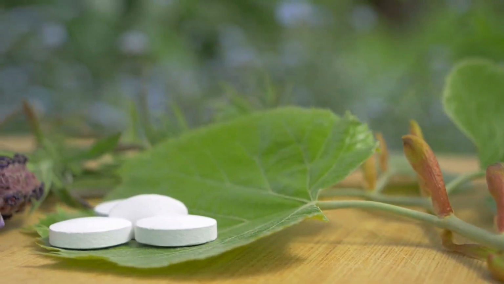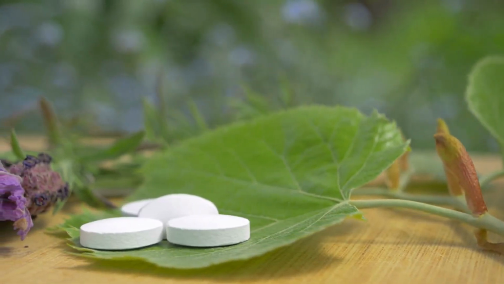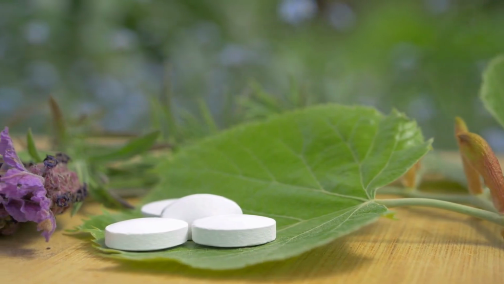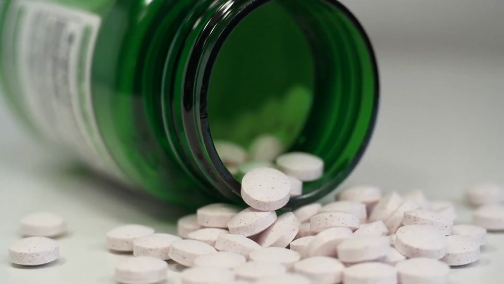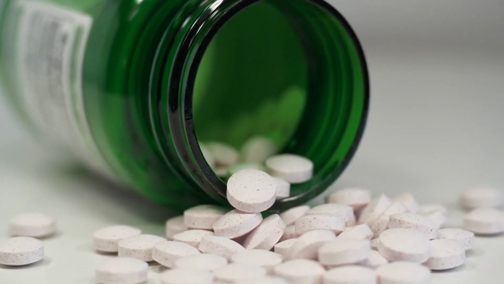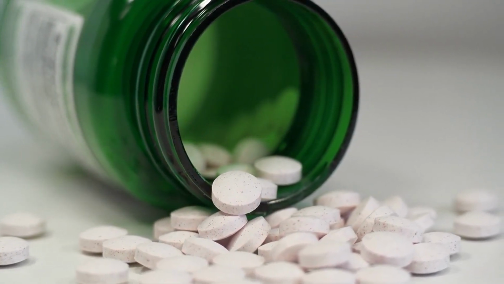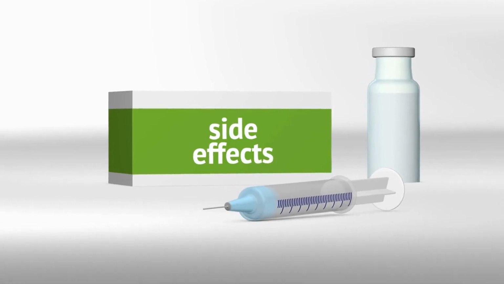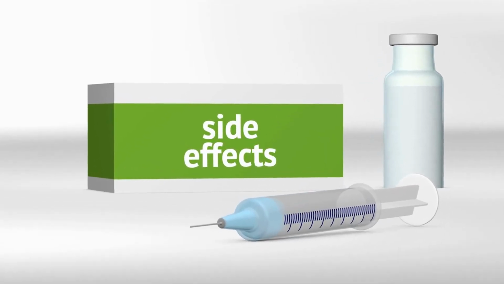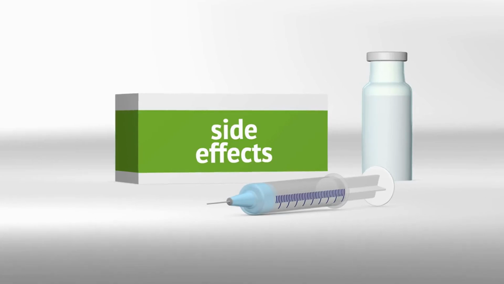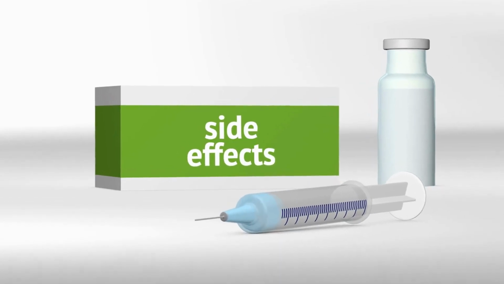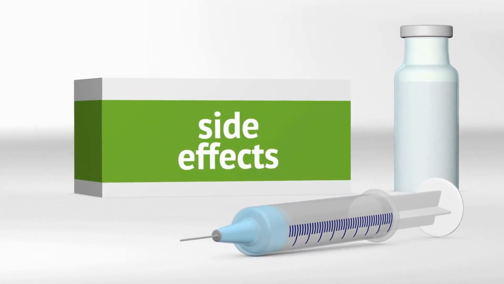Gabapentin is a prescription medication primarily used to treat nerve pain, seizures, and certain types of anxiety disorders. While it can be an effective treatment for these conditions, it's important to be aware of the potential side effects associated with this drug. I'll provide you with a comprehensive overview of the common, serious, and long-term side effects of gabapentin, as well as strategies for managing and minimizing these side effects.